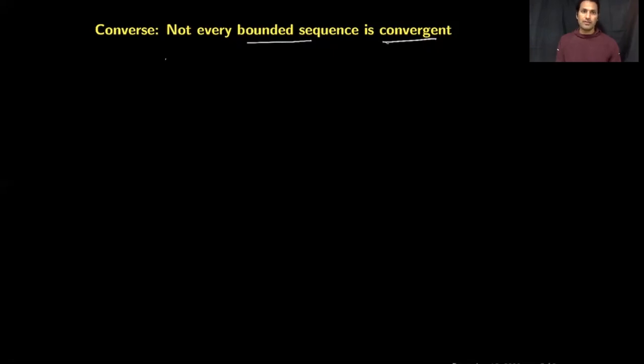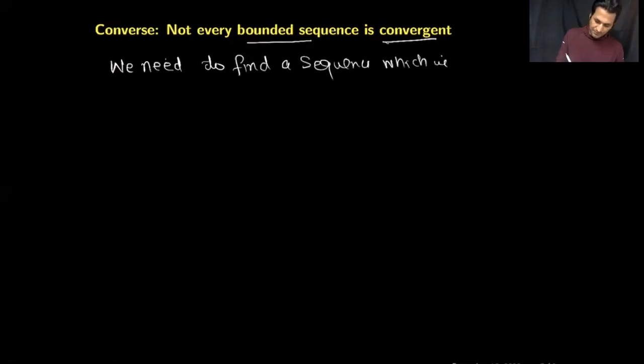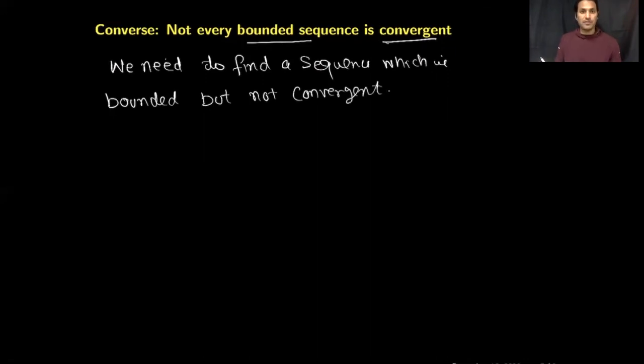In order to prove that the converse of any theorem is not true, all we have to do is find an example which satisfies the hypothesis of the converse but not its conclusion. In other words, we need to find a sequence which is bounded but not convergent. So this is called a counterexample. That means we need to find an example which contradicts the converse of the theorem.